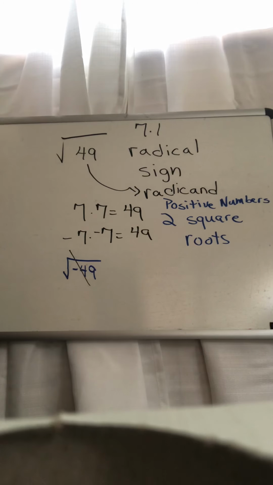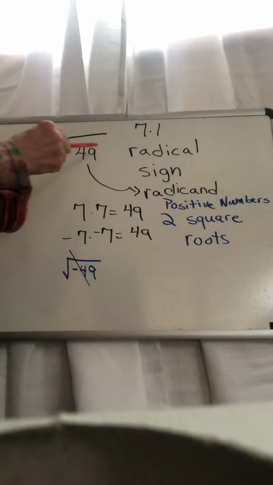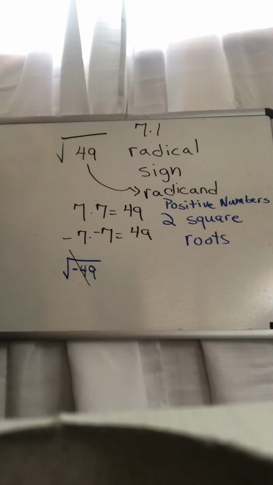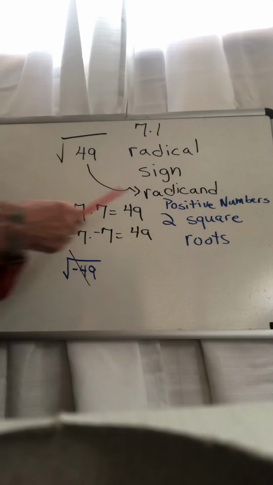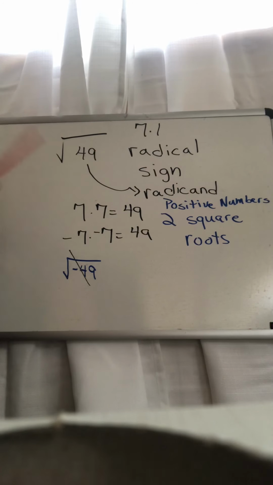So first of all, a radical is the actual sign. So this is the radical. And then the number that's inside the radical sign is called the radicand. The radicand. So the 49 would be the radicand.